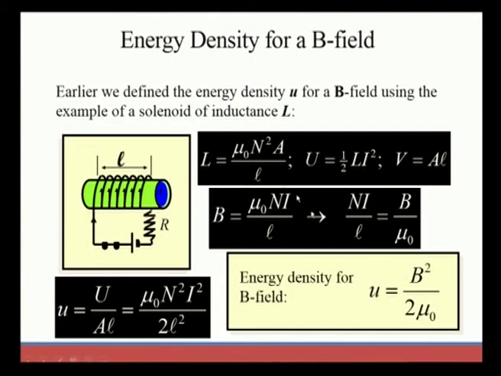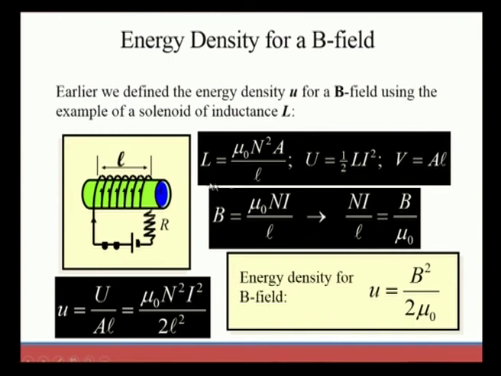Earlier, we found the energy density U for a B field using the example of a solenoid, where L is equal to mu naught n square A divided by l, and l is the length of the solenoid. We already know U is equal to 1 by 2 L I square, and V is equal to A l, and B is the magnetic field, which is equal to mu naught N i divided by l, so N i by l is equal to B divided by mu naught. This equation is rearranged like this.